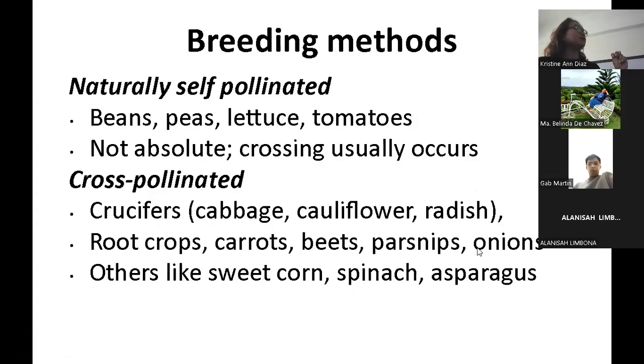So what are the different breeding methods? Ito lumalabas din sa board exam. Yung naturally self-pollinated sila, like the beans, peas, lettuce, and tomatoes, kasi complete flower sila, no? Although pwede rin magkaroon ng crossing, di ba? But they are capable of self-pollination.